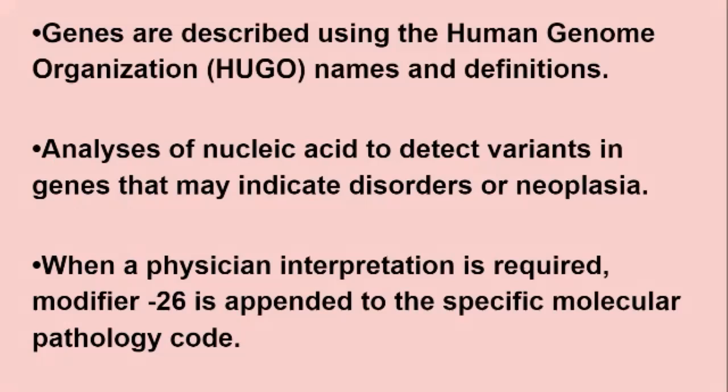Genes are described using the Human Genome Organization, or HUGO, names and definitions. Analysis of nucleic acid to detect variants in genes that may indicate disorders or neoplasia, when a physician interpretation is required. Modifier 26 is appended to the specific molecular pathology code. 26 is our professional component. Remember, we talked about that in radiology.